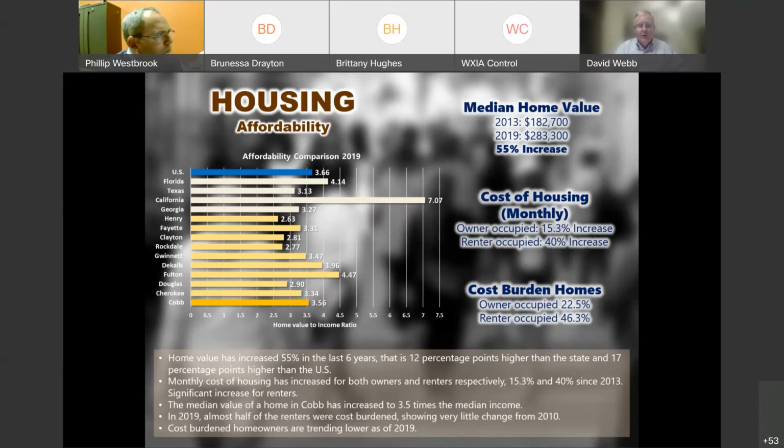The monthly cost of housing has really increased, however, for both owners and renters. This continues to be a concern that will be addressed in a kind of blueprint of how to move forward as far as the comprehensive plan, but that will be very much a Board of Commissioners led initiative about what will be our future housing mixes.